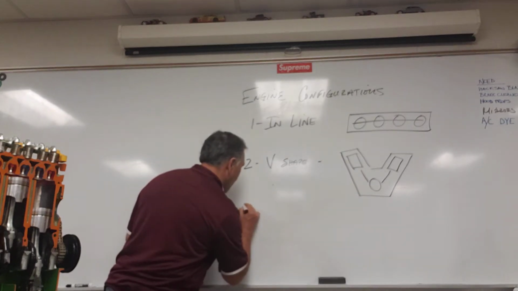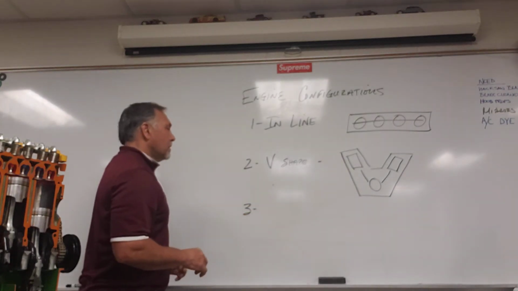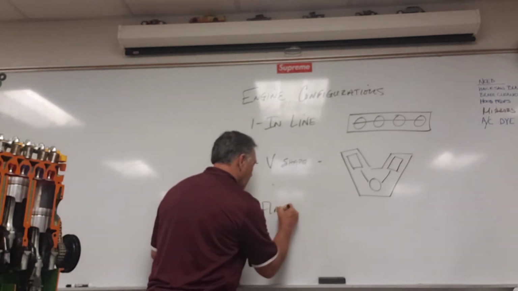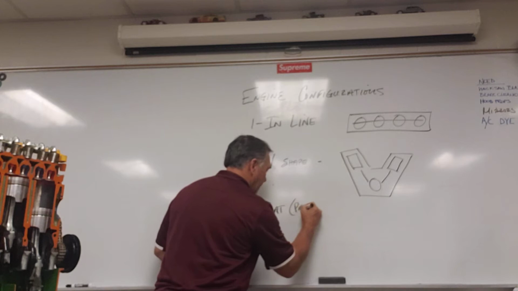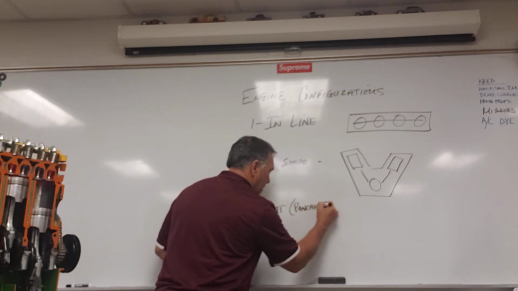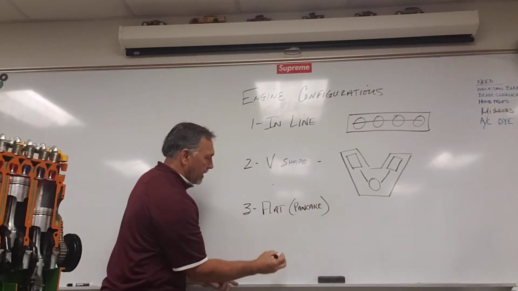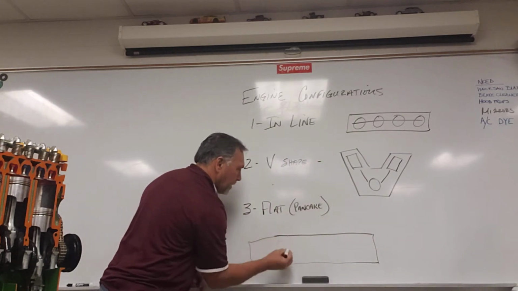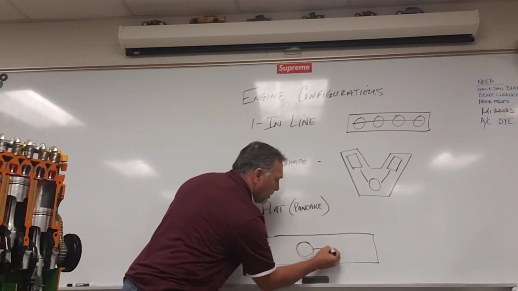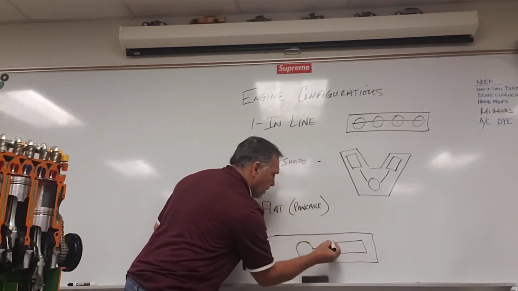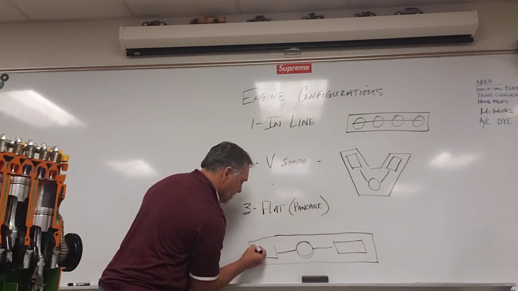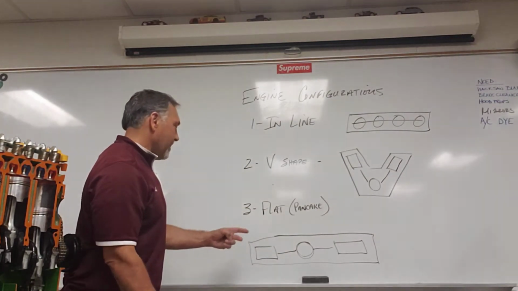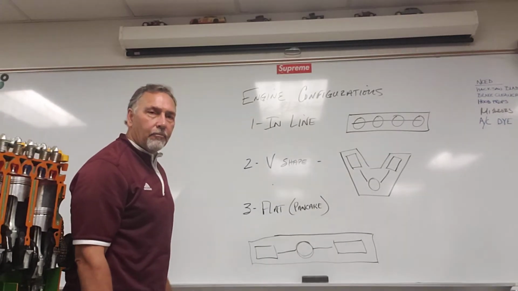And then the third style is what they call a flat or pancake engine. That's where the engine is flat like this. The crankshaft is right in the middle, and the connecting rods and the pistons come out to the side, such as this. The engine block is flat, and this is a pancake style of motor.